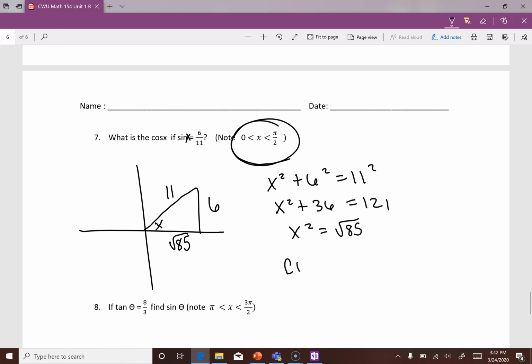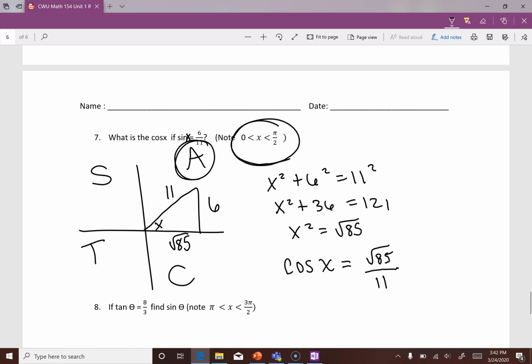All right, now cosine of x is going to be adjacent over hypotenuse. My adjacent is now the square root of 85, and my hypotenuse is 11. We should check at the very end that the sign is correct for our answer. And we know that all students take calculus. In this case, all sine, cosine, and tan, all of them are positive. Our answer is positive, so we are happy.